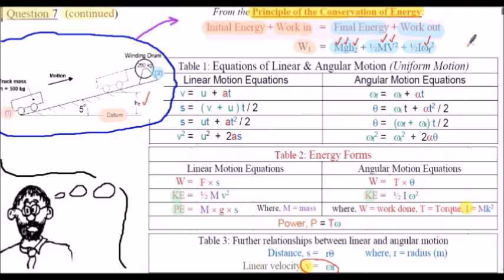We can also find the moment of inertia because in the question we're given the mass of the winding drum and we're also given the radius of gyration of the winding drum, so we'll be able to find the moment of inertia. So we also have the I. So we now have all the numerical values we need to evaluate the right-hand side of this equation.